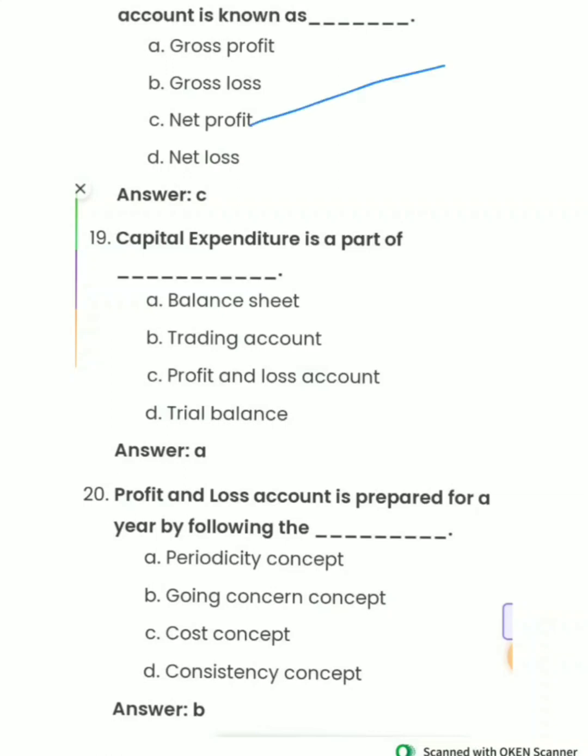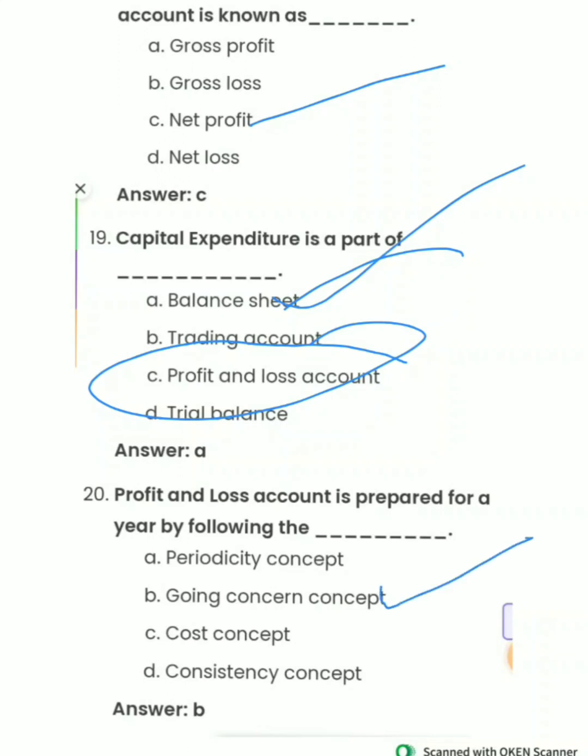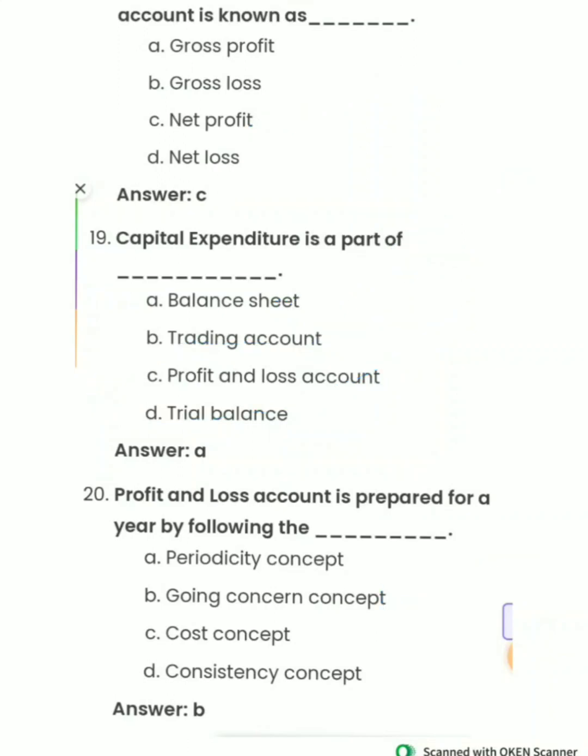Capital expenditure is a part of the balance sheet. Revenue expenditure is a part of the P&L account. Profit and loss account is prepared for the year by following the going concern concept. Under accounting, some concepts and principles are also followed, and the P&L account always follows this going concern concept.